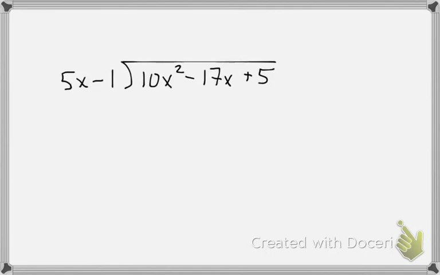So how did long division work? Did we consider everything over here at once? No, what did we do?